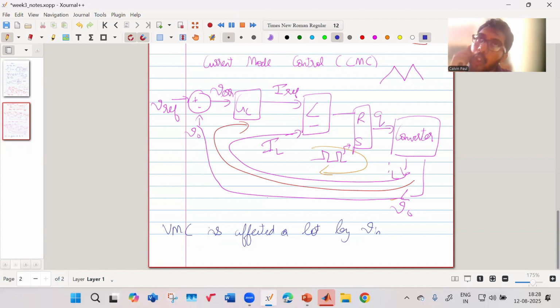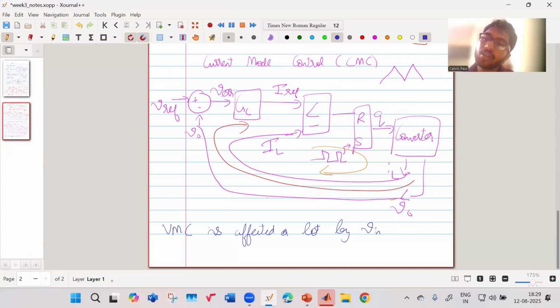Secondly, current mode control also makes your inductor behave like a constant current source, kind of. When it does that, the dynamics of your inductor kind of disappears, and you only have your outer voltage dynamics. So that becomes much easier to control, much easier to design a controller for that.